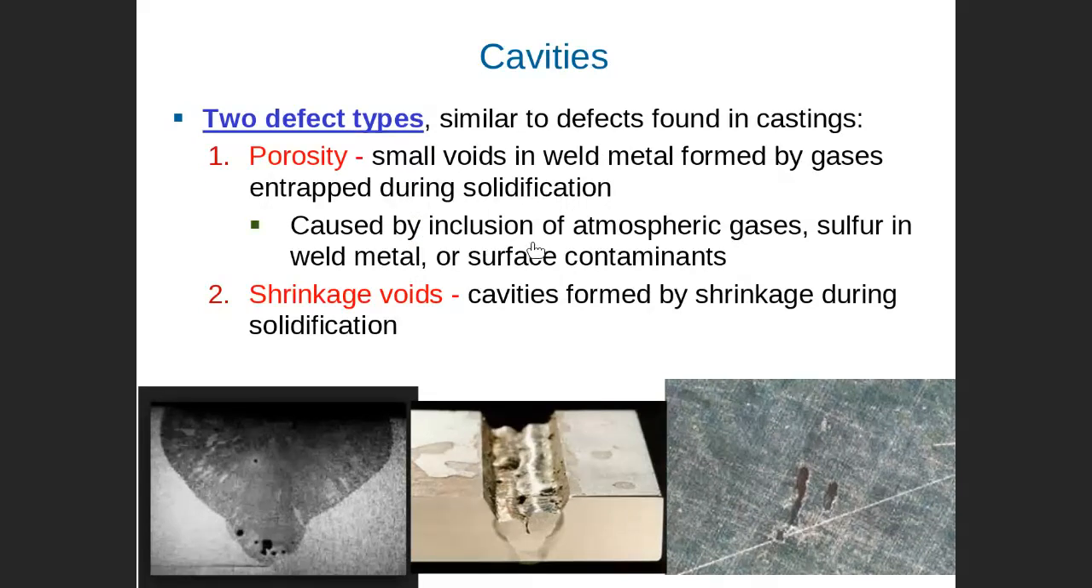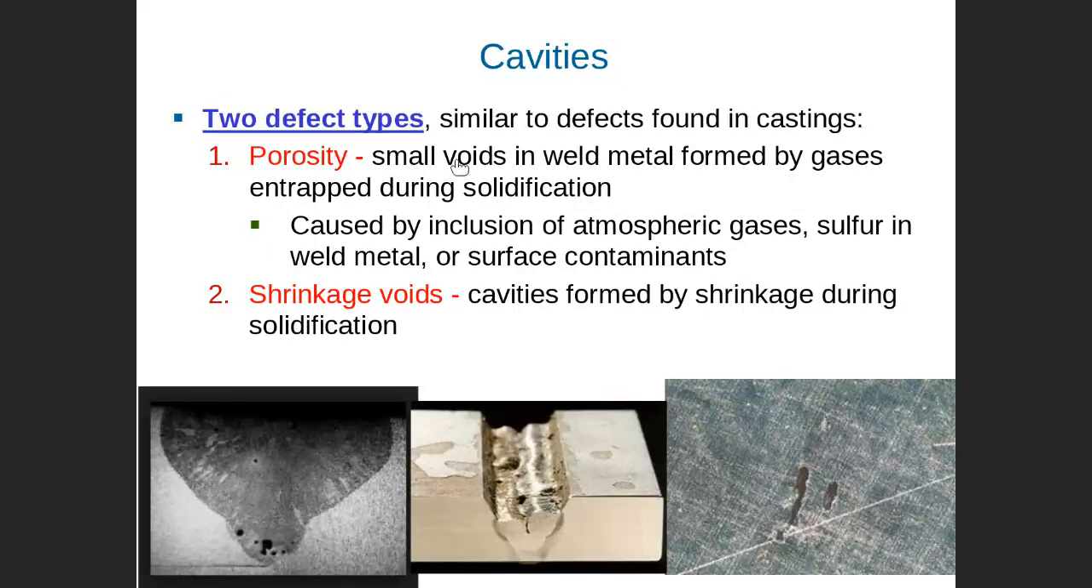Next is a cavity. Cavity is another defect that could happen in welding. If you recognize, it is very similar to what we were discussing in casting: porosity, shrinkage, void. Casting? Yes, because here in the welding zone, here and here and here, we melt the material. When we melt and solidify, it is like casting. Casting also involves melting and solidifying. So it is very similar to casting.